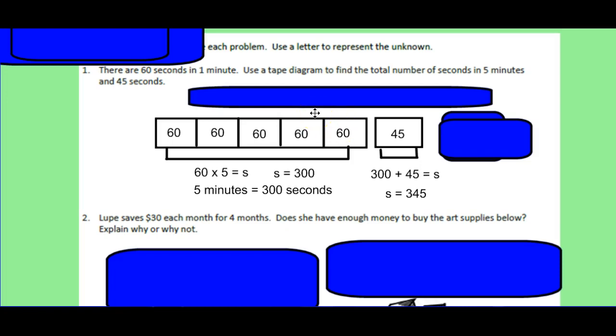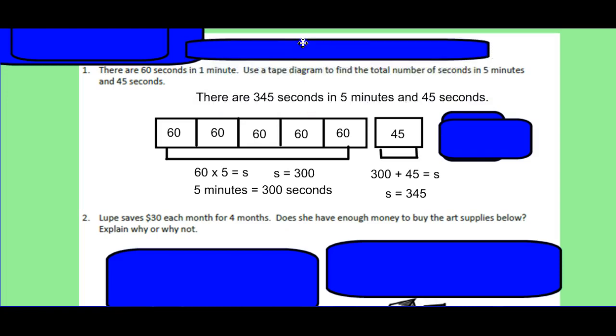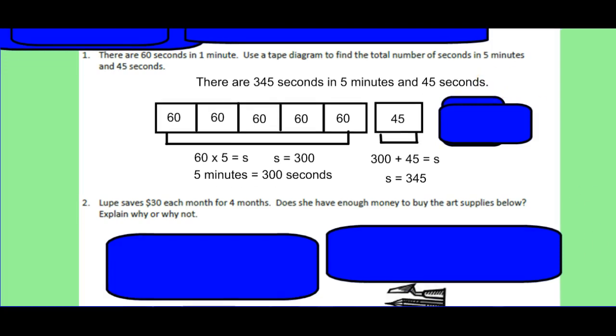So now we need to answer our problem in a complete sentence because we were trying to find how many seconds were in 5 minutes and 45 seconds. So go ahead and write your answer in a sentence and push play when you're ready. So there are 345 seconds in 5 minutes and 45 seconds. Moving on to number 2.